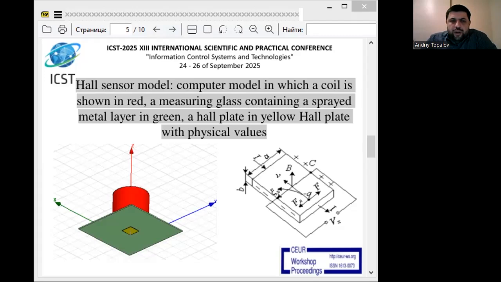Consider a conductor in the form of a rectangular plate through which an electric current flows. In the absence of a magnetic field, the potential difference between points C and D, which lie on one equipotential surface, equals zero. When the sample is placed in a magnetic field with magnetic induction B, perpendicular to both the current direction and the sample plane, a potential difference V_H develops between points C and D, termed the Hall electromotive force.